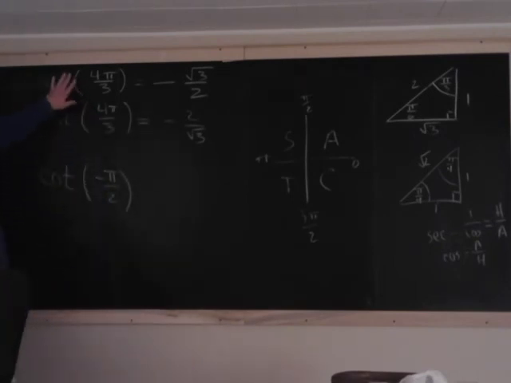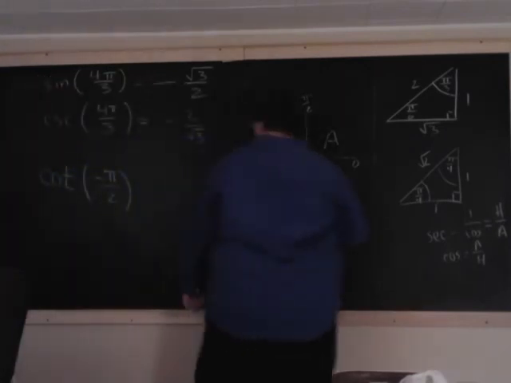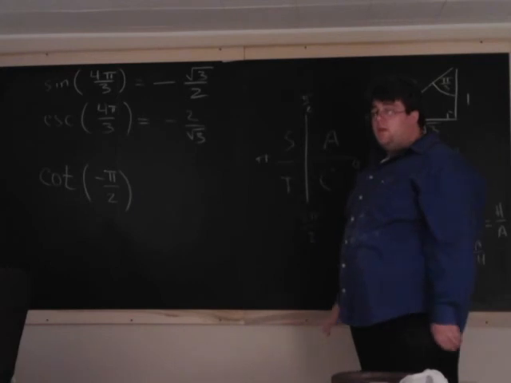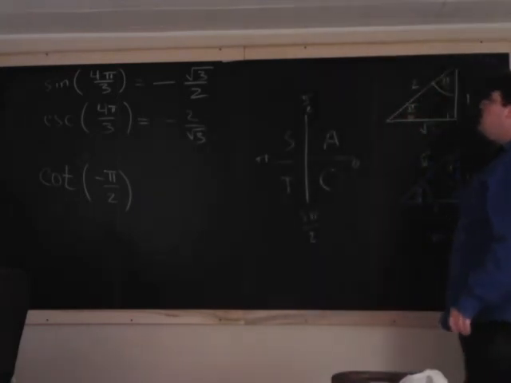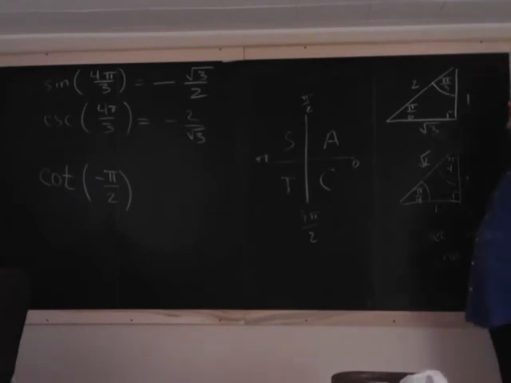Now, if you didn't make that observation that we did a lot of the work for us up here, you could go through this reasoning. The angle is in quadrant 3, so cosecant is negative. You go up here, and cosecant is what? Hypotenuse over opposite. So you get negative hypotenuse over opposite.